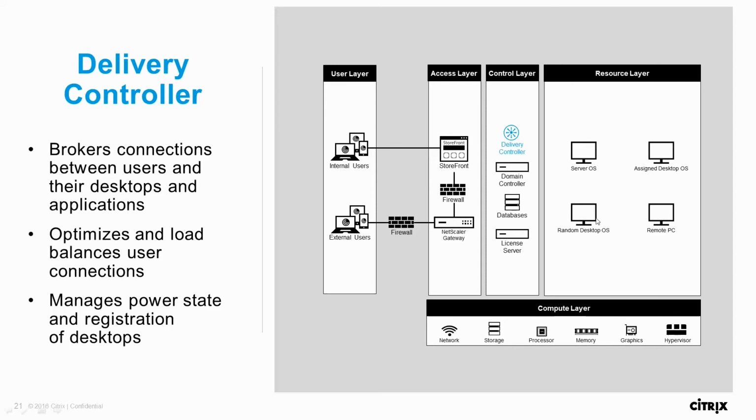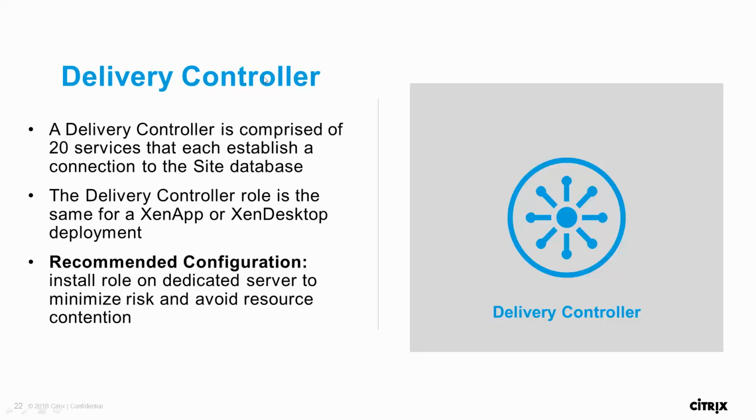So the power state can be managed from the delivery controller, and the registration of the VDA machines can be managed. That means in the resource layer, you create server machines, desktop machines and physical machines, and they can be registered with the delivery controller, so that the machine can deliver desktops and applications to the end user. Basically, the delivery controller comprises 20 services.